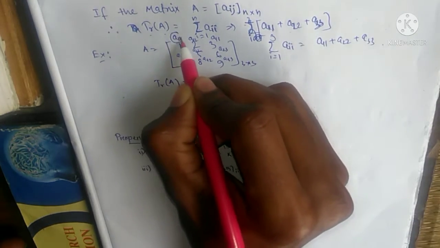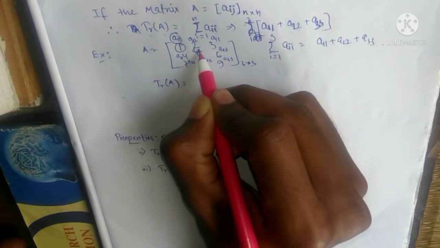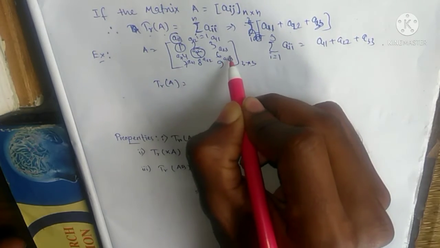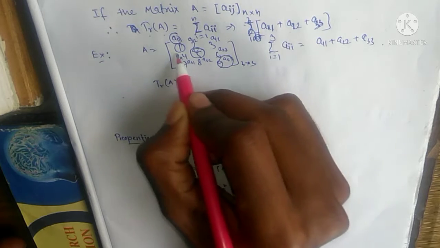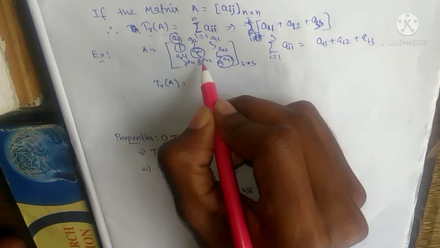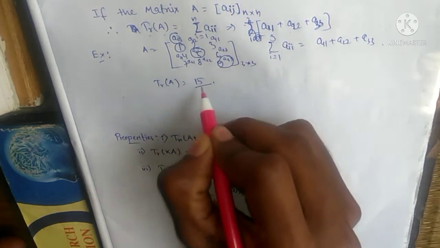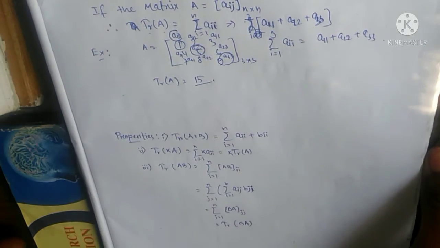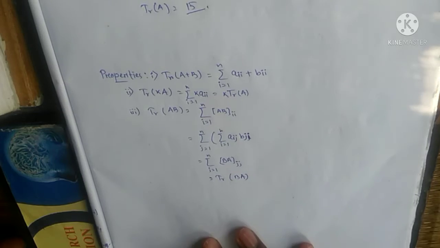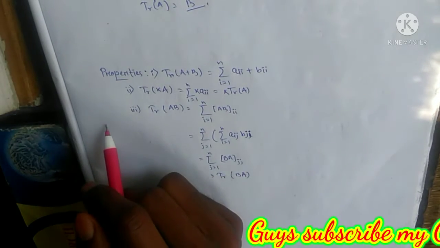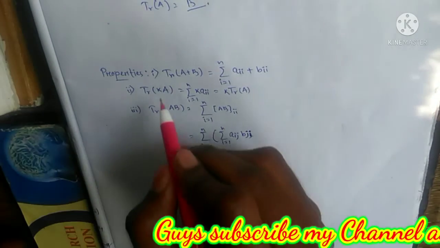सो a11 का वैल्यू कितना है 1, a22 का वैल्यू कितना है 5 और a33 का वैल्यू कितना है 9. सो देम सम इज 9 5 and 6 15. So the trace value of a is 15. Okay, now we have to show some properties of trace of a.